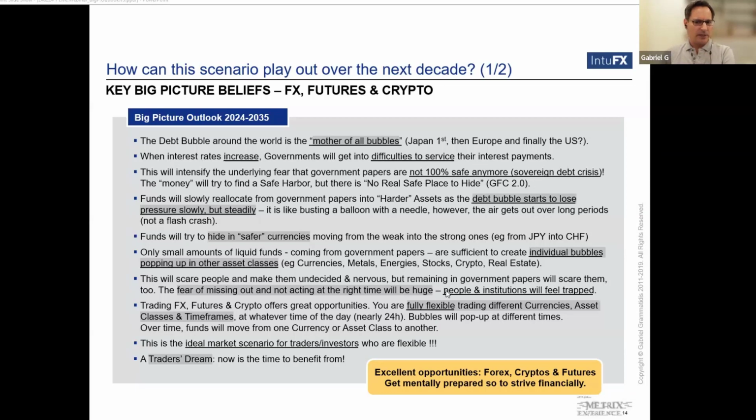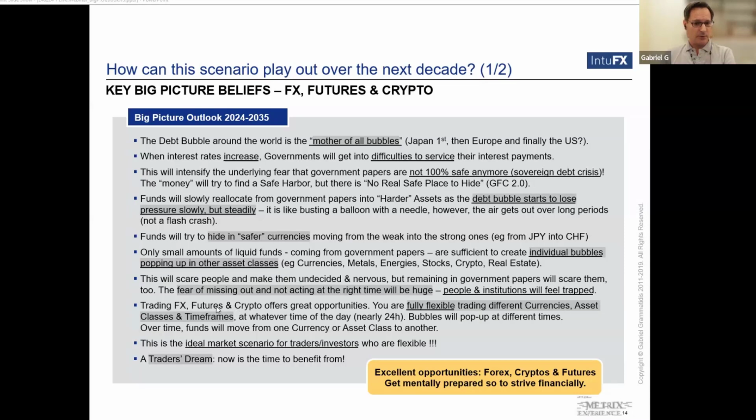So people and institutions will feel trapped, right? And when a market actor is trapped, that's actually a very good situation for a trader, right? Because once a trap is shut, big moves are happening. And System 1 basically capitalizes on a double trap, right? Trading Forex, futures and crypto offers great trading opportunities, I think, right? I honestly think so over the next 5 to 15 years.